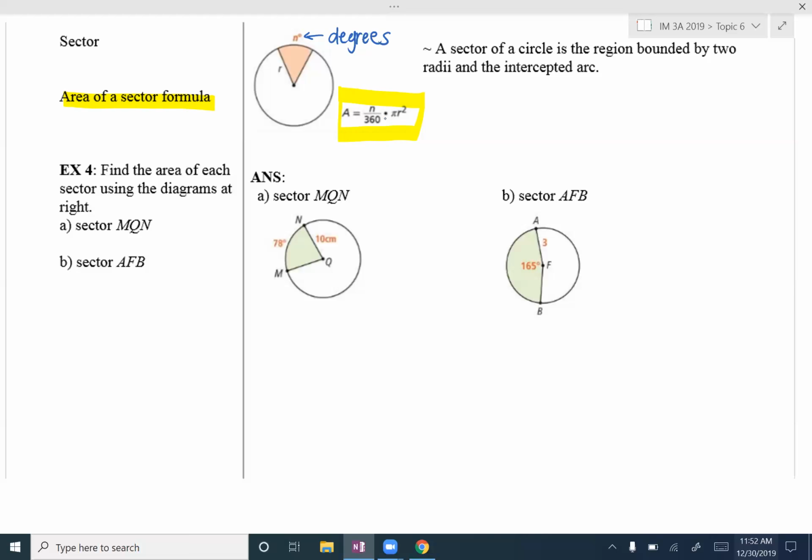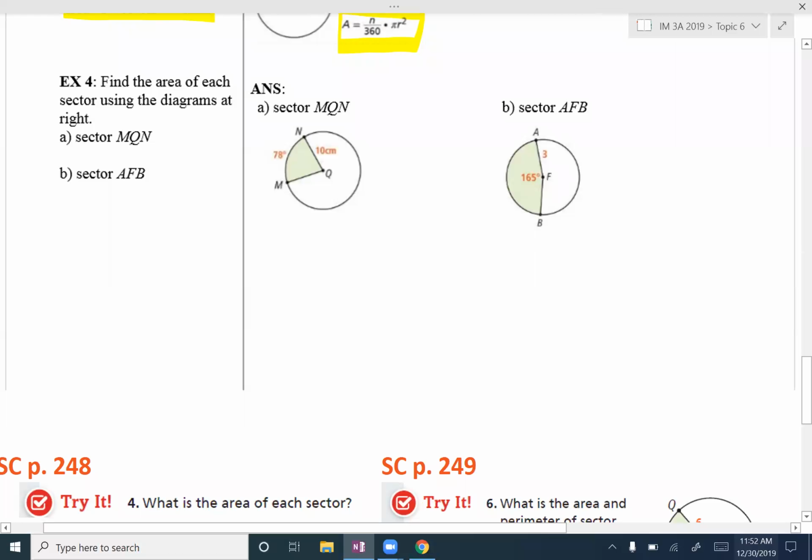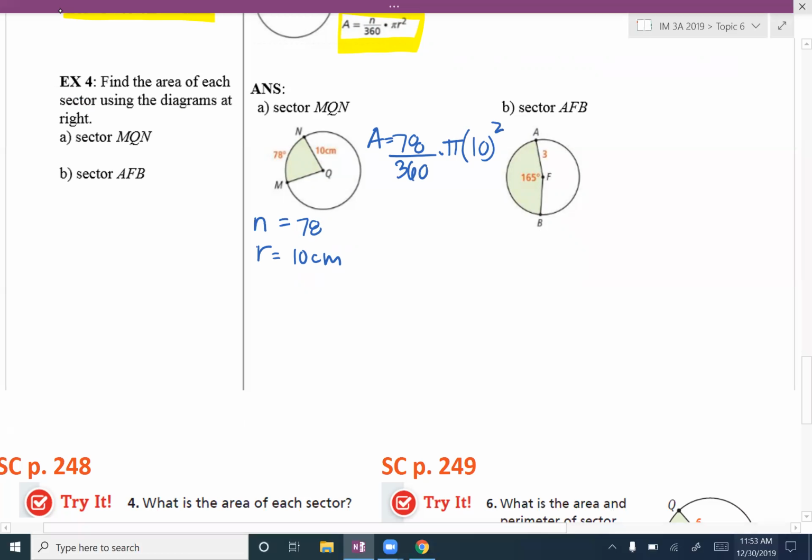So when we are looking for the area of a sector, we have to figure out what is n and what is r. There are only two measures in the problem. n is the angle in degrees, so 78 is our n, and then r is 10 centimeters. So looking at the formula, area equals 78 over 360 times pi times 10 squared. Again, we want to write this as a simplified ratio with pi in the answer.